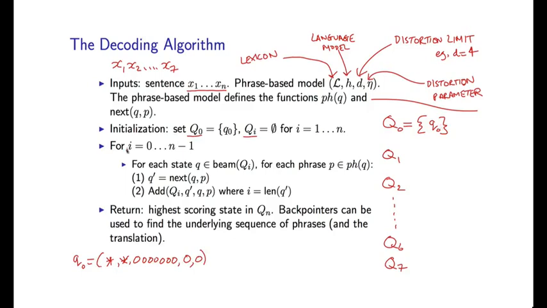Okay, so the next thing we're going to do is go into a loop for i equals 0 to n minus 1. So we're initially going to start at Q0, and we're going to move through each of these Qs in turn. And what do we do for each value of i? The first thing we do is we look at every possible state in Q sub i. So in this case, we would just look at the initial state. And then we explore every possible phrase that can follow this initial state. So we're going to look at all phrases p in ph of q.